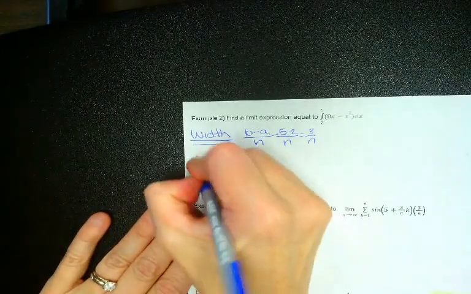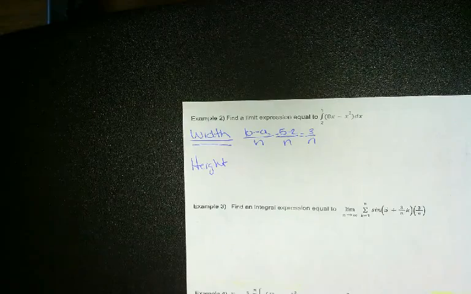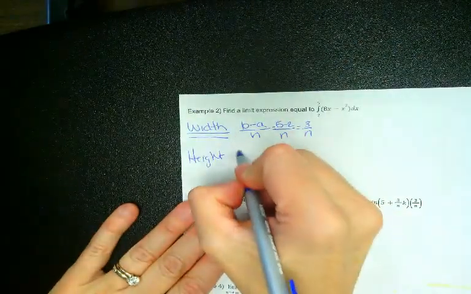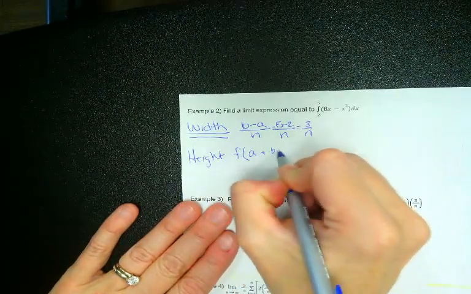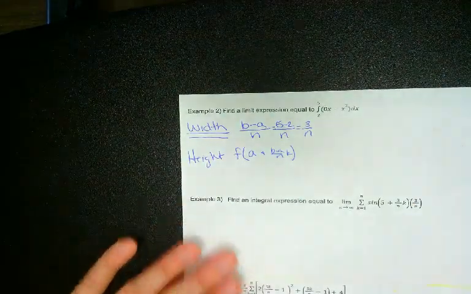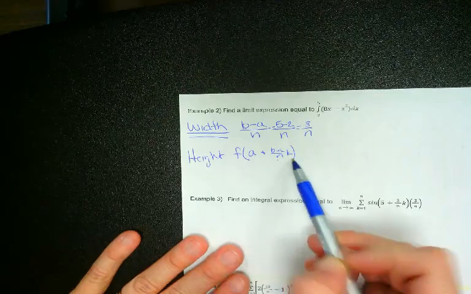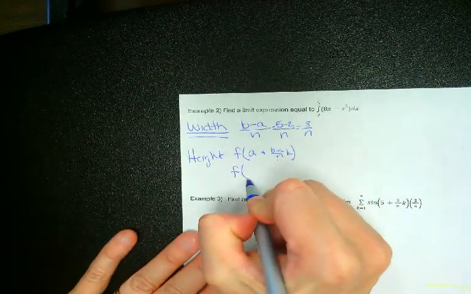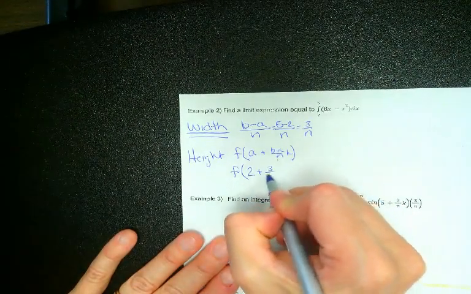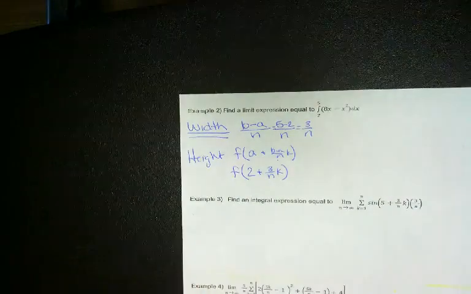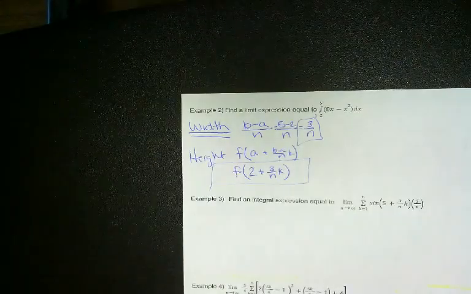Okay, so now I need the height. This is the part that's going to change each time, right? Because we have to multiply it by 1, multiply it by 2, multiply it by 3. So the height is f of, I'm just going to keep saying it to myself, a plus my b minus a over n times k. It's a plus my width times k, basically. So I'm going to say it's f of, what's our a value here? 2, plus my b minus a over n, which is just 3 over n, times k. And again, once you have those two things, we just got to get it into the formula.